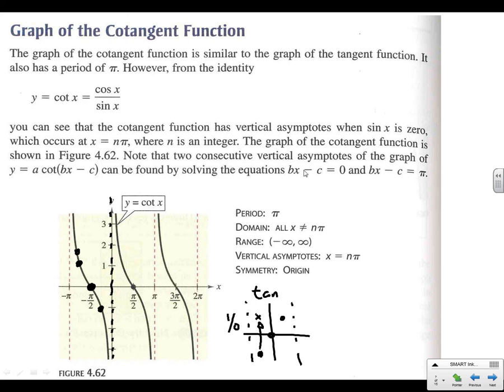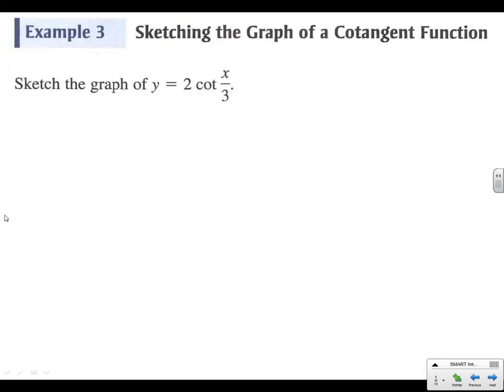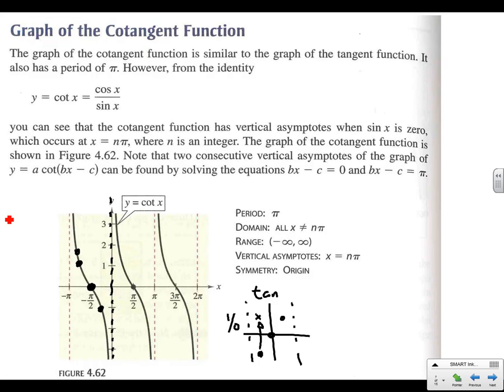Okay. There is this trick as well, the bx minus c. Before, remember, it was equals 0 and equals 2 pi. For tangent and cotangent, since the period is pi, we're going to say equal to 0 and equal to pi. So let's see what we can do here. 2 cotangent of x over 3. So we know that we have an asymptote at 0. And normally, flick back, we would have an asymptote at pi.